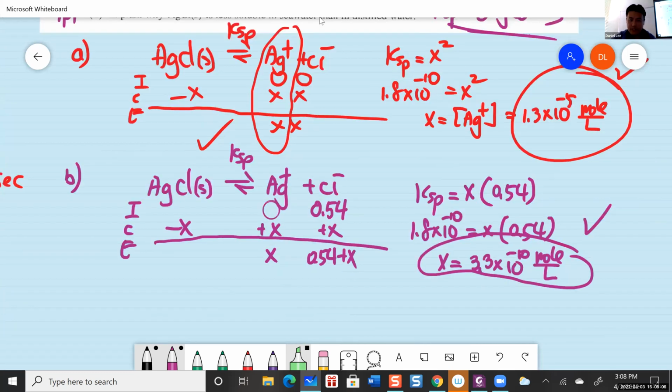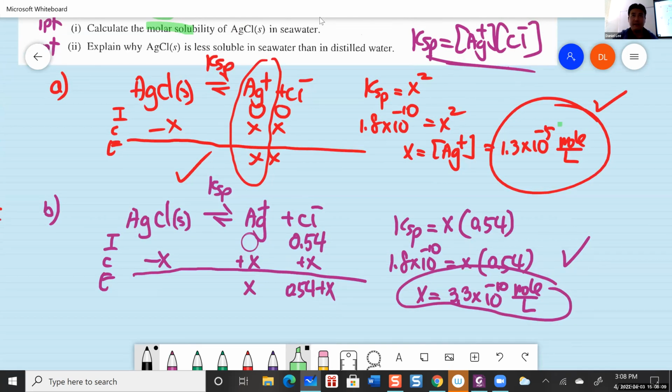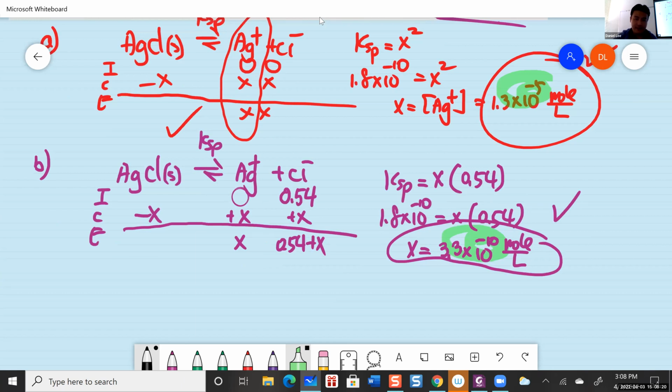Remember, before, when it's in fresh water, it's 10 to the negative 5. Now, in salt water, it's 10 to the negative 10. So it is not soluble in salt water. So this is the common ion effect. You just have to talk about Le Chatelier, common ion, doesn't matter. The presence of Cl minus pushed equilibrium to the left, so cause more precipitation and therefore decrease solubility. So you want to talk about something along those lines, common ion effect or Le Chatelier's, okay?